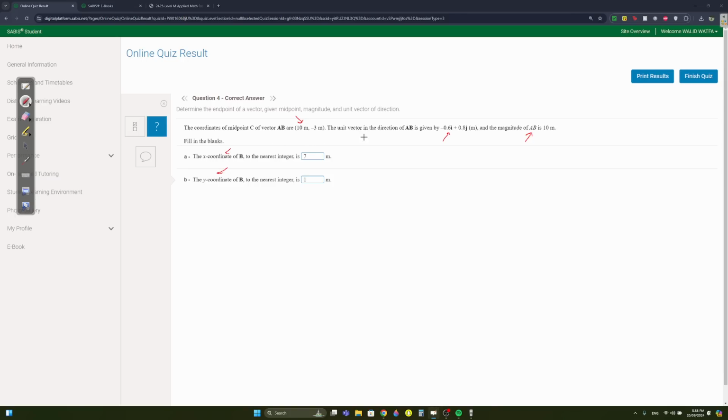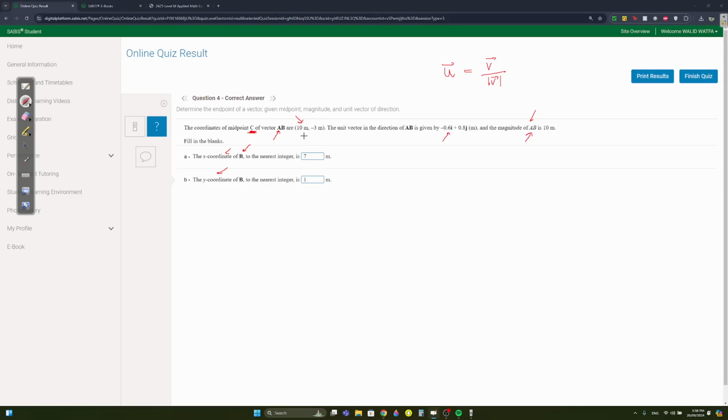Here they gave you the unit vector, right? And they gave you what the magnitude is. Now we know that the unit vector U is equal to the vector divided by the magnitude of the vector, right? Here we want the point B. Usually we're going to find vector AB, and we're going to see that vector AB is x of B minus x of A, y of B minus y of A. But here's the thing, we don't have A. How are we going to find B if we don't have A? We can't.